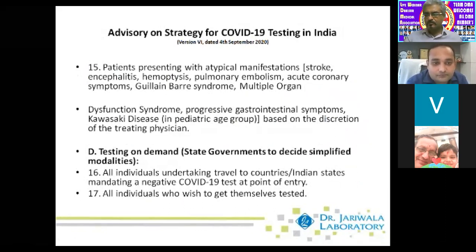And there is a fourth category, which is called testing on demand. Now, the government has given patients the liberty that they don't need any prescription to do the test. If there is a requirement of travel or resuming a job, or the patient has to go internationally, even for tourism and not only for work purposes, all these people can just come to the laboratory and ask for a test. There is no requirement for a prescription anymore.